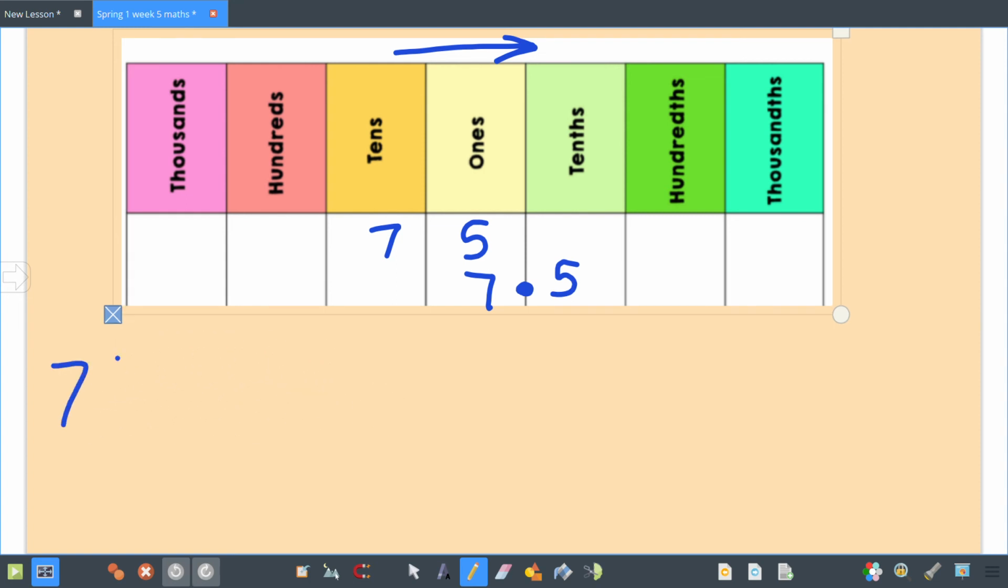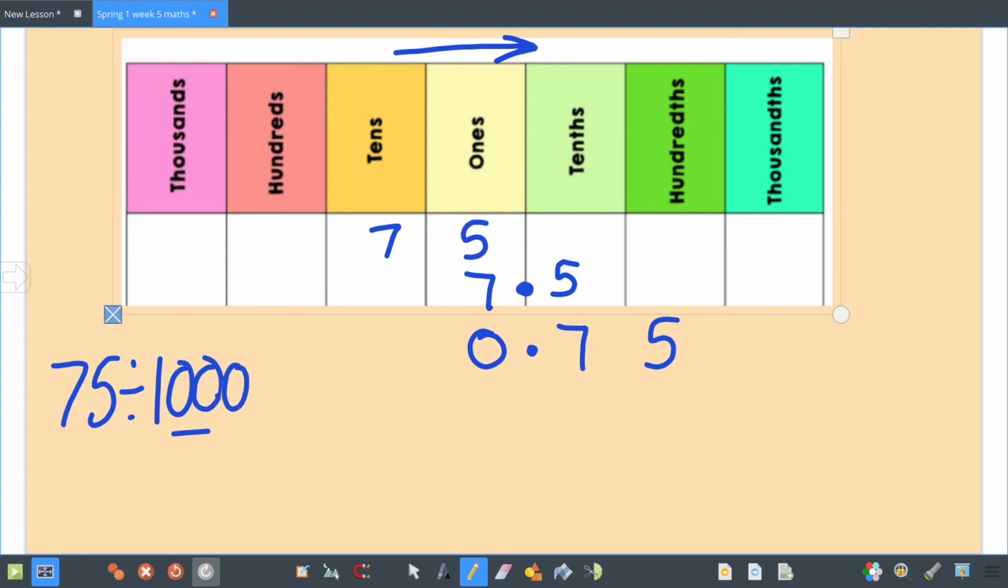If it was 75 divided by 100, everything would move 2 places. So your 7 would go there and your 5 there. So you need to put a 0 in your ones column because you haven't got any zeros, okay? And if you were dividing by 1,000, everything would move 3 places. So it would be 0.075, okay? Yes, if you've got zeros, you can cancel them out. But if you haven't, it's all about moving it up and down your place value chart.